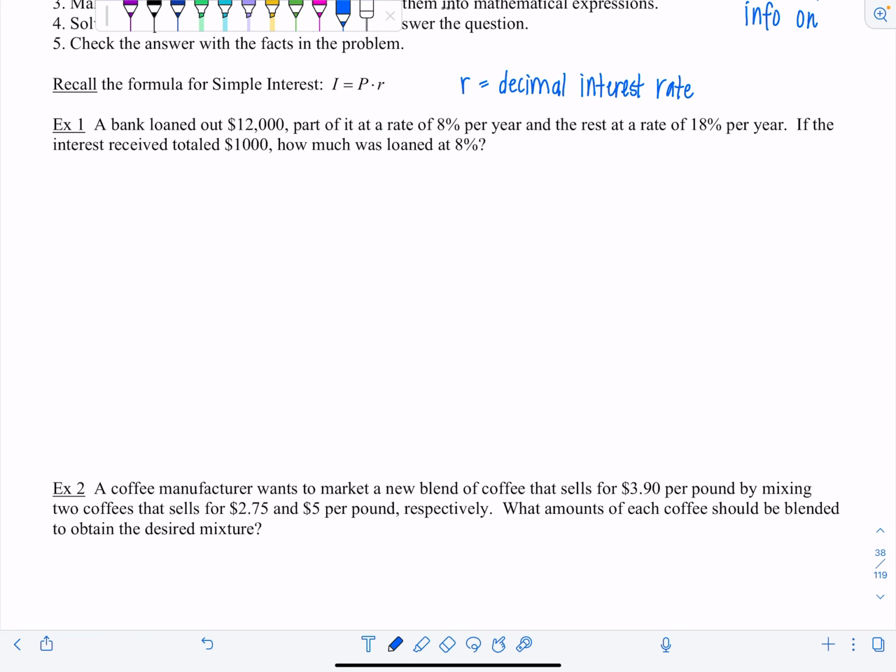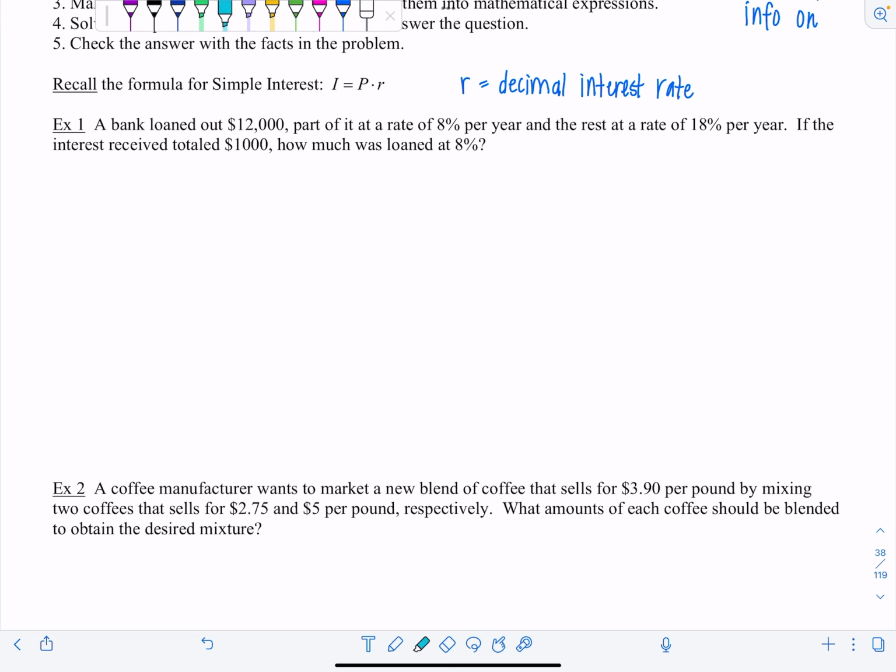A bank loaned out $12,000, part of it at a rate of 8% per year, and the rest at a rate of 18% per year. So we don't know how they chopped up the $12,000. Did they do 6 and 6, 10 and 2? That's our job to figure out. If the interest received totaled $1,000, how much was loaned at 8%? So we know the total interest is equal to 1,000. That's the interest that comes from the amount loaned at 8% and the amount loaned at 18%. Somehow at the end of the year, the total interest was $1,000.